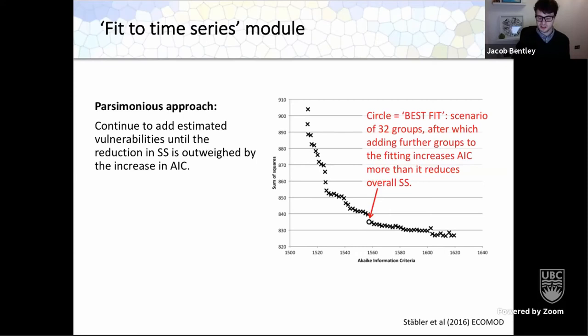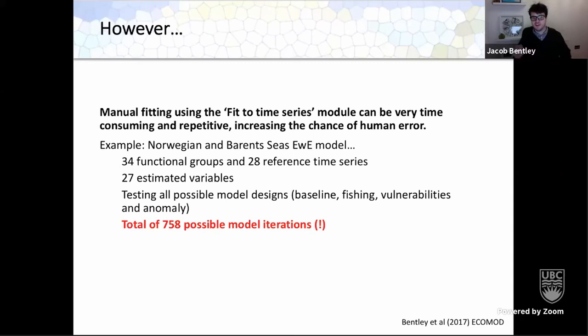But the issue with using that manual way to fit models is, you can go in there and say, I want to estimate 25 vulnerabilities. And then you want to say, okay, but what's it like if I estimate 24 vulnerabilities? What's it like if I estimate 23 vulnerabilities? Every time you have to go in and do that manually, and it's quite time consuming. It's really prone to human error if you keep on going into that plugin and changing things and going back out again. So it can be very time consuming and repetitive.